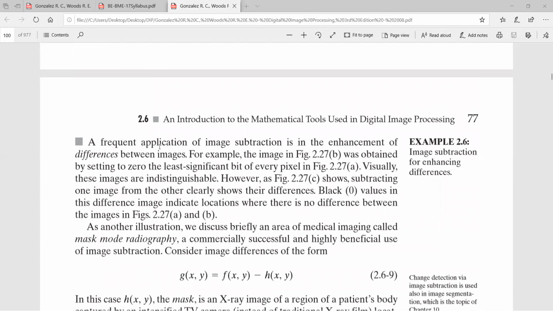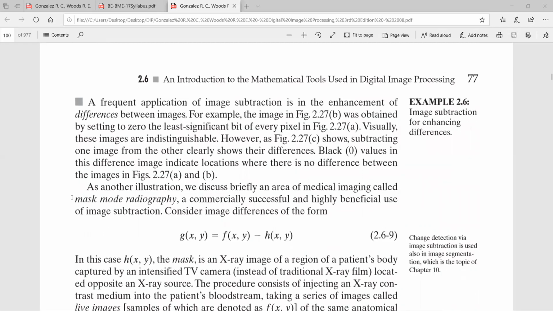Now, the next application, an important medical application, is image subtraction. One frequent application of image subtraction is the enhancement of differences between images. Here is another illustration we discussed briefly, an area of medical imaging called mask mode radiography.